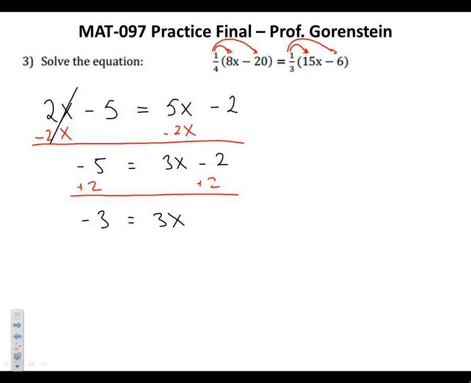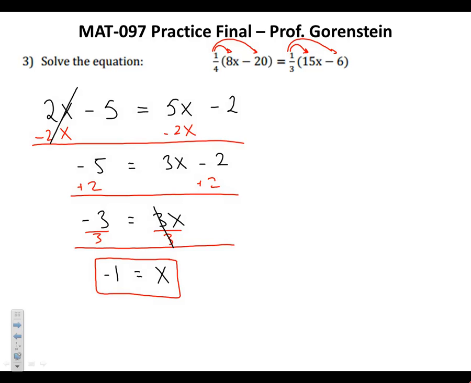We want x by itself. We want to eliminate the times 3, so we can divide by 3. Divide. This will eliminate the 3 on the right. So we'll have -1 is equal to x. We've got x by itself. That was our goal. So for this problem, x is equal to -1.